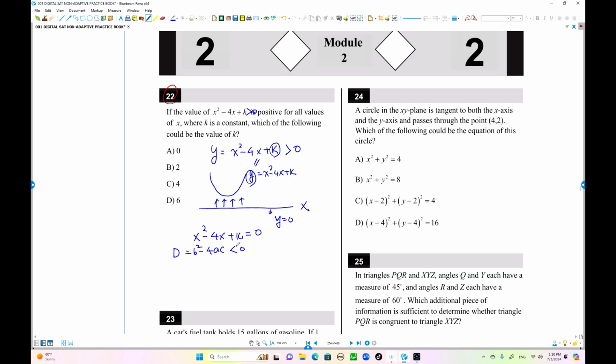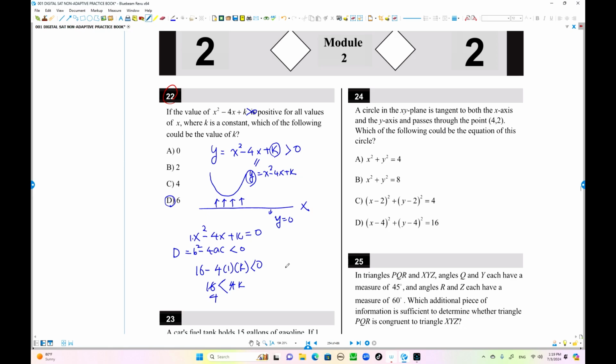Because there are no x-intercepts, b is negative 4. Negative 4 squared is 16, minus 4 times a, which is 1, and c is k. So the discriminant is less than 0, right? 16 is less than 4k, and when you divide by 4, k must be greater than 4, not equal. So only values greater than 4, okay?